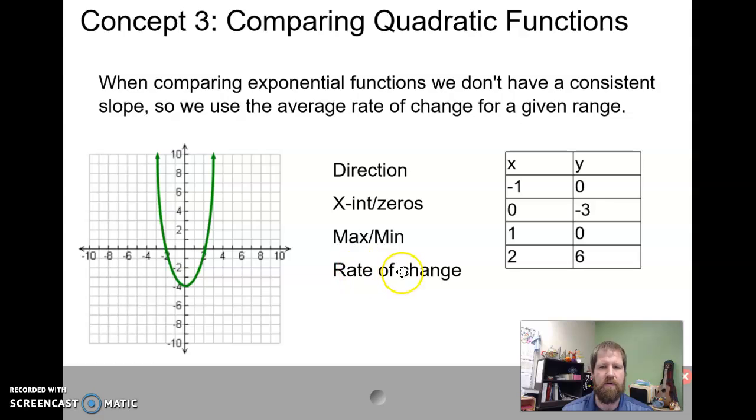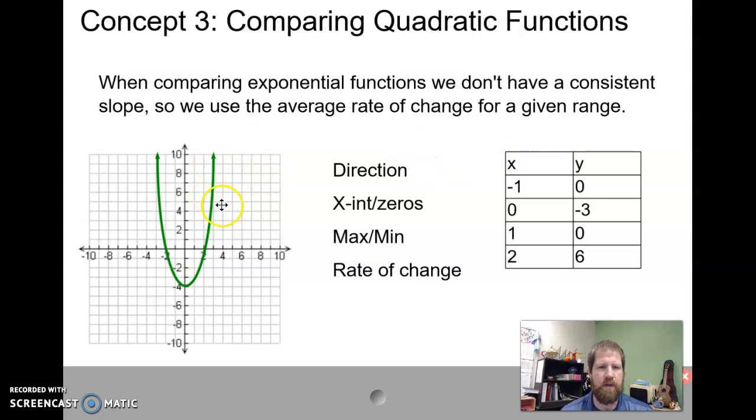Okay, we still have the rate of change. We don't have a consistent slope, so we're talking about rate of change. But we've also got the direction that the parabola opens. We've got the places where it crosses the x-axis, those x-intercepts or zeros. We've got the vertex or the maximum or minimum, depending on which way it opens. And all of these things are useful for talking about and comparing different quadratic functions.